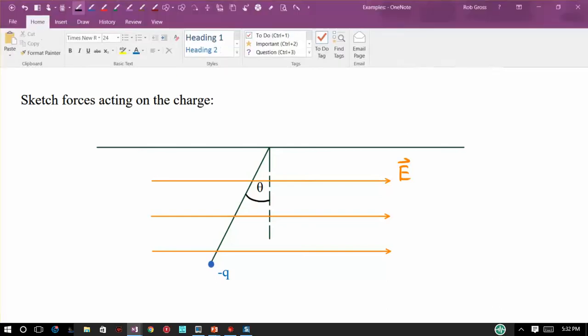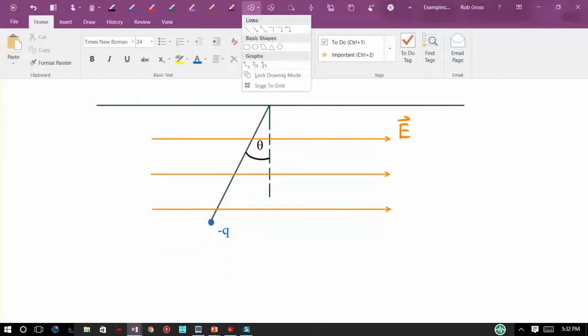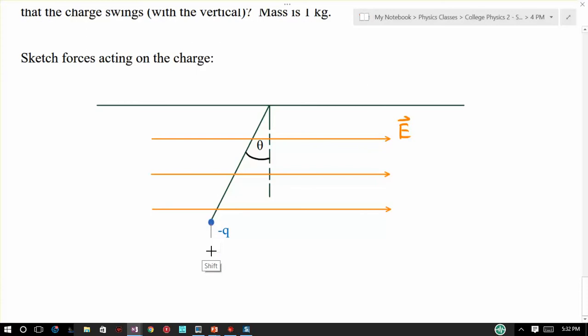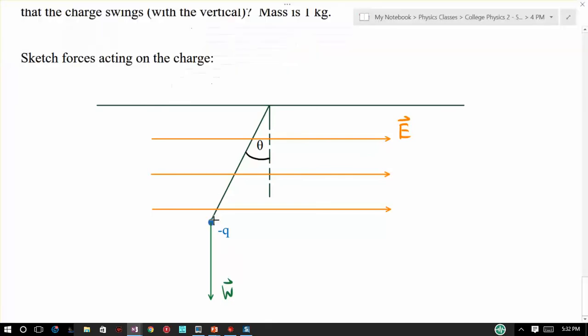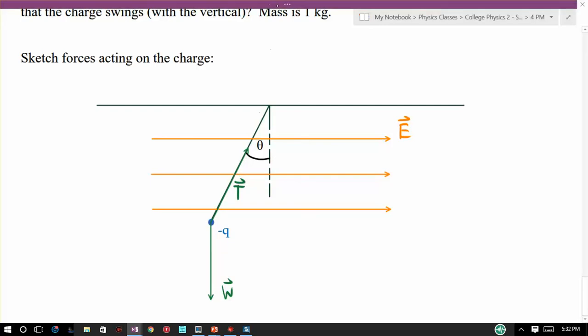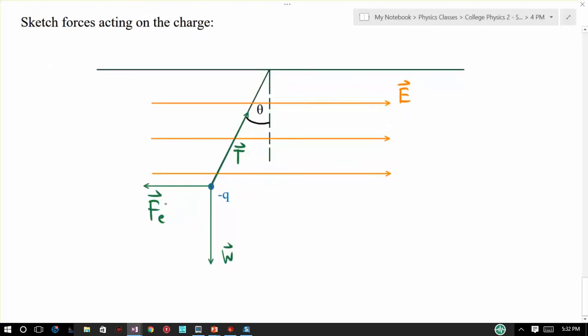So it's the same sort of sketch as we had last week, with only one little difference, which we'll see. We had this down, that's the weight. We have the tension force going like this here, and you have the electric force. So this is the electric force. Remember, for negative charges, the force and the field are always in opposite directions, right?